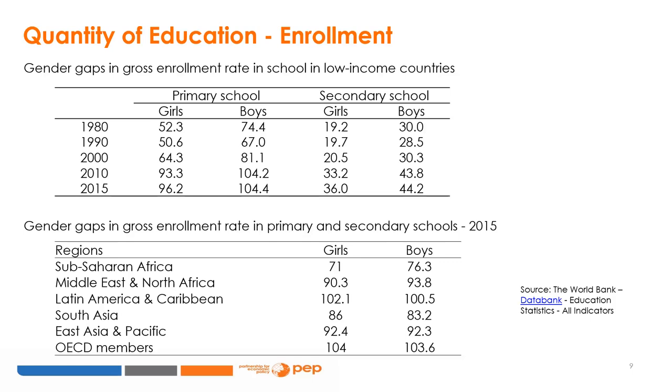These two tables show gender gaps in education through the years in primary and secondary schools and in various regions in 2015. There is a large difference in gross enrollment rates in schools between boys and girls in primary and secondary schools in low-income countries, especially at the secondary school level. Observe that the largest gender gaps are in Sub-Saharan Africa, in the Middle East, and North Africa.